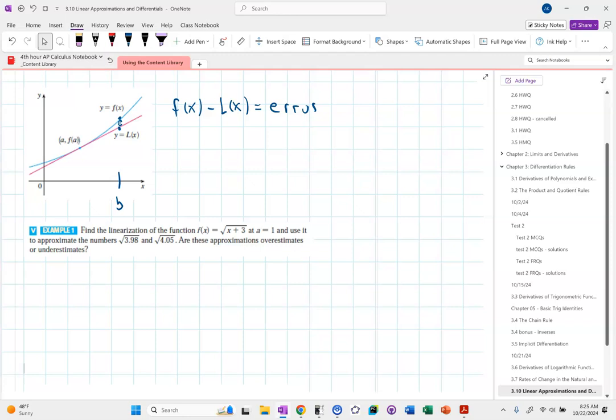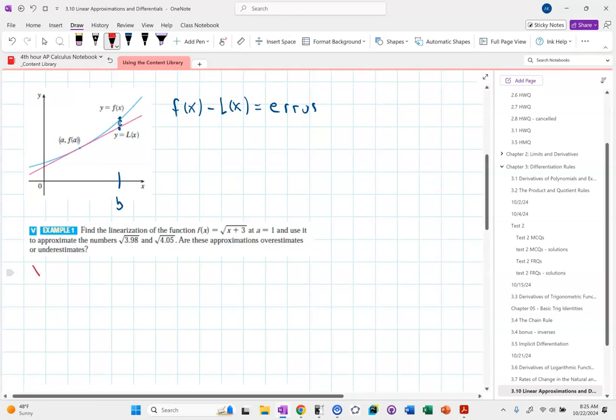So the first thing I want to do is write my tangent line. So I know that x is equal to 1, and then my y is going to equal the square root of 1 plus 3. So the point we're looking at finding the tangent line to is the point (1, 2).